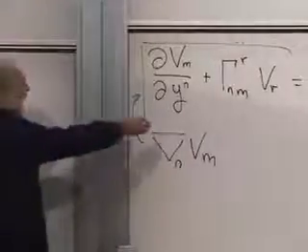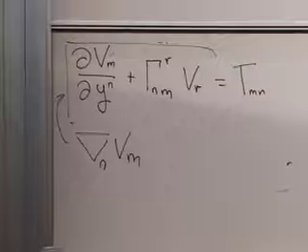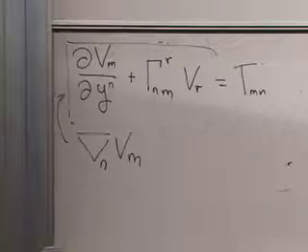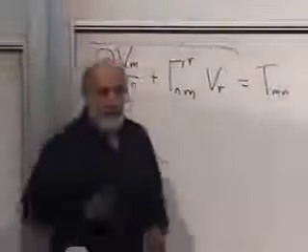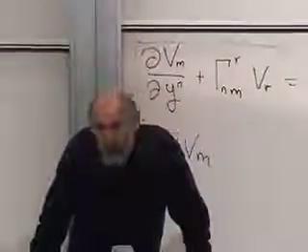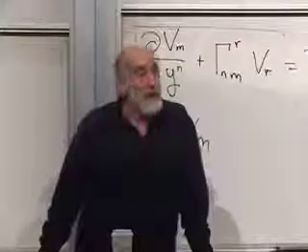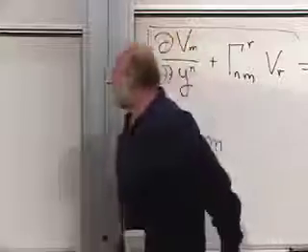Okay, so here was the way you write a covariant derivative of a vector. What would happen if I wanted to make a covariant derivative of a tensor? Oh, incidentally, what's the covariant derivative of a scalar? That's easy. It's just the ordinary derivative. Ordinary derivative is a tensor.